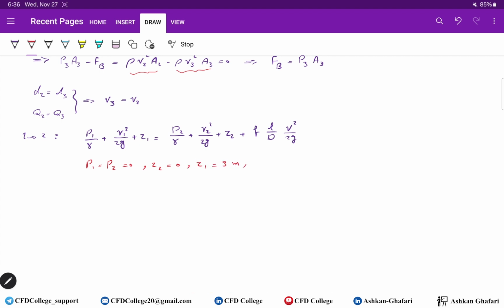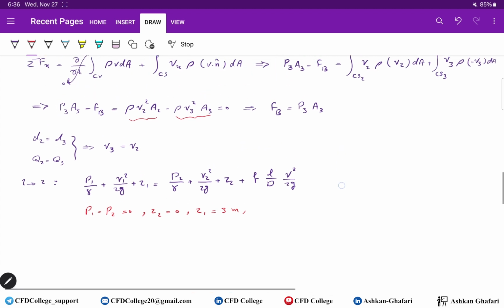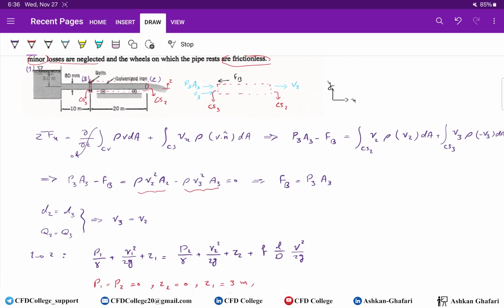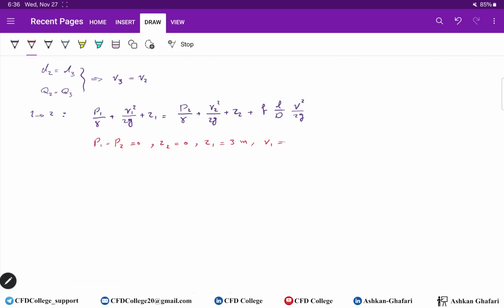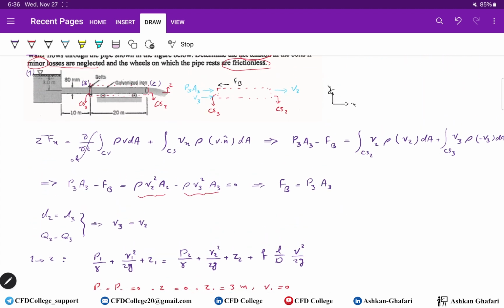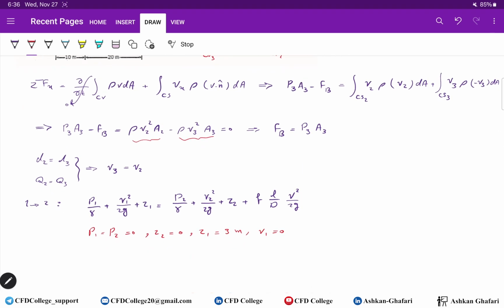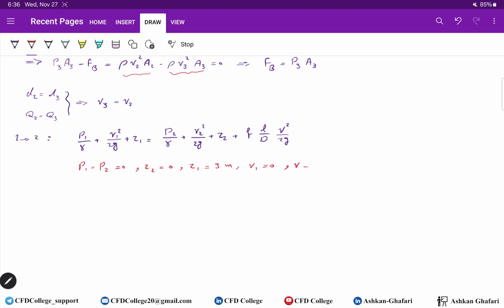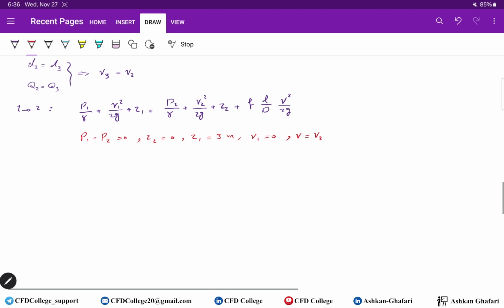Meters. And what else? Point 1 is a free surface, so V1 equals 0. And the velocity inside the pipe, V2 equals V3. So this V equals V2 or V3, it doesn't matter because V2 and V3 are equal. So this term and this term and this term and this one, they are all gone.